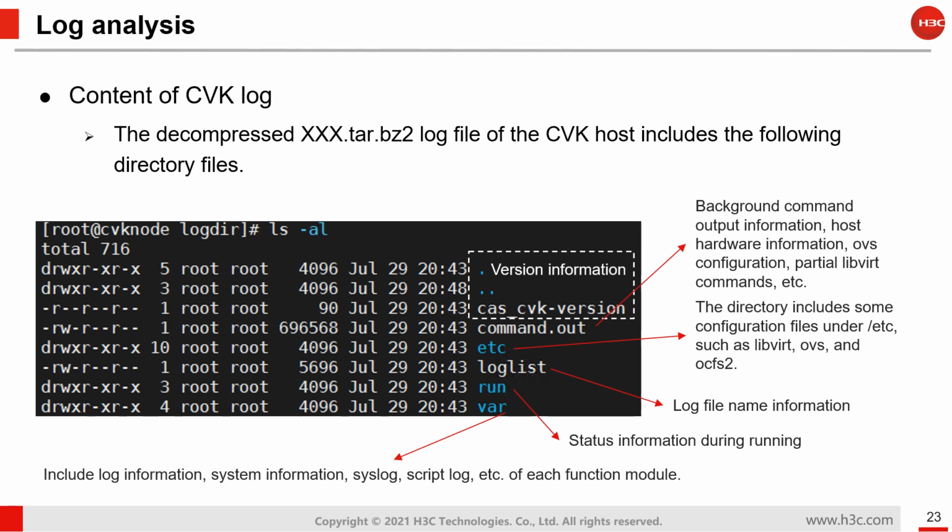Log list means log file name information. Run means status information during running. VAR includes log information, system information, syslog, script logs, and so on of each function module.